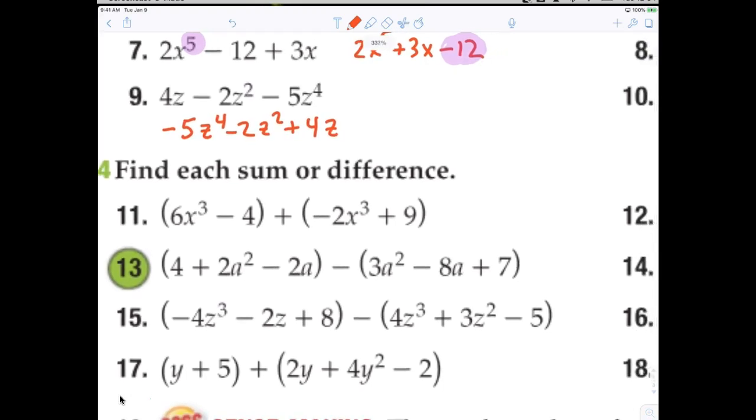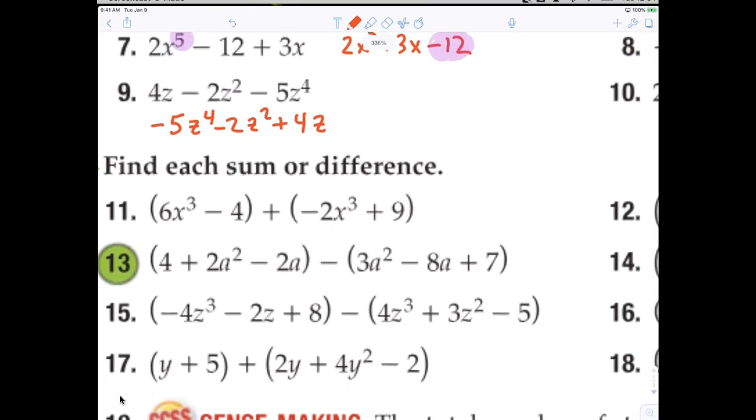Any questions? Wait, actually, could you do just negative 2z to the second and then negative 5z to the fourth and then... No. Largest exponent. Oh, okay, right? Yeah. 4 is the largest. So that goes first.